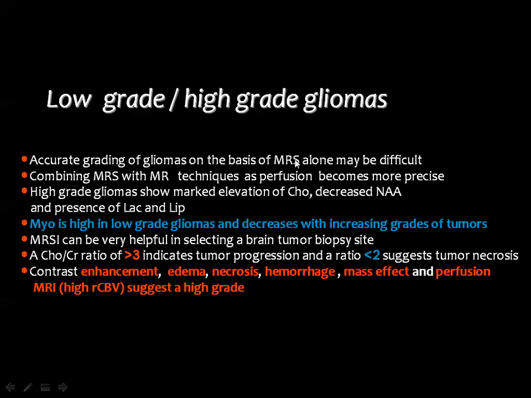But the literature always indicate that you should use the MRI with contrast enhancement and look for the edema, look for the necrosis, look for the hemorrhage, look for the mass effect, look for the perfusion of the tumor. Then you can differentiate between the high and the low grade tumors most likely. And a choline creatine ratio of more than 3 indicates that the tumor is progressing, while a ratio less than 2 may suggest that you are dealing with tumor necrosis.